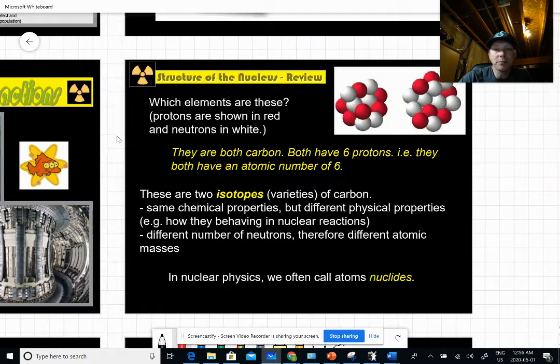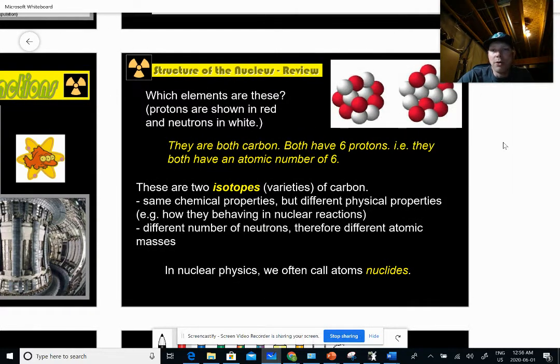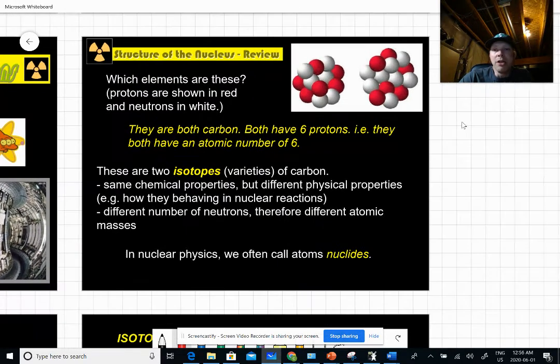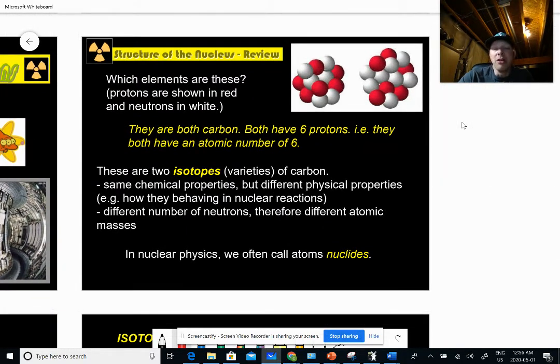Okay. All right. So we have these diagrams on the right here. And what we're doing is we're just reviewing the atom, pardon me. And so we're just doing some terms that you might have learned in Science 10. And obviously, if you took Chemistry 20 or 30, then you know this stuff really, really well.